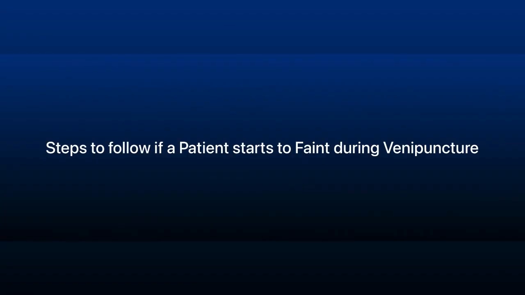Steps to follow if a patient starts to faint during venipuncture. Release the tourniquet and remove and discard the needle as quickly as possible. Apply pressure to the site while having the patient lower the head and breathe slowly. Talk to the patient. Physically support the patient. Ask permission and explain what you are doing if it is necessary to loosen a tight collar or tie.